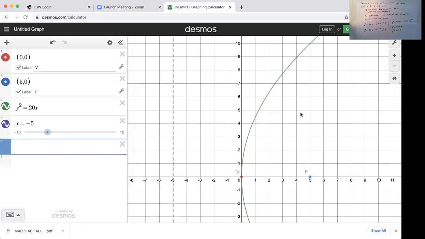So this point is the same distance from the directrix and the focus. Now, the point that I think is interesting is the point (5, 10). Why is that point interesting? Because I want you to notice it is 10 units away from the focus: 1, 2, 3, 4, 5, 6, 7, 8, 9, 10. And it's also 10 units from the directrix: 1, 2, 3, 4, 5, 1, 2, 3, 4, 5. So this is a point on the parabola, as is (5, -10).